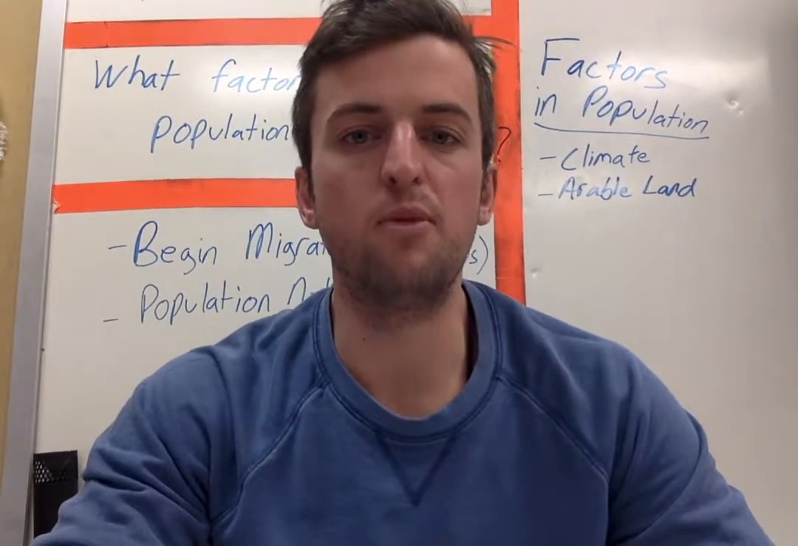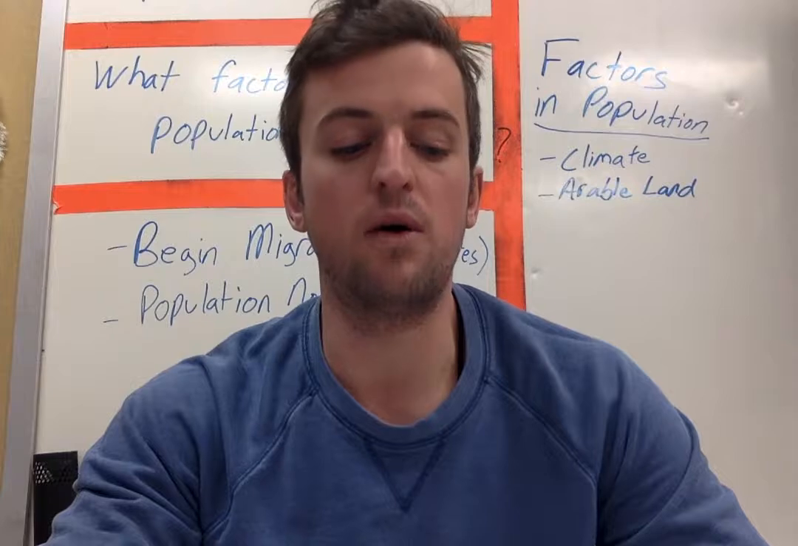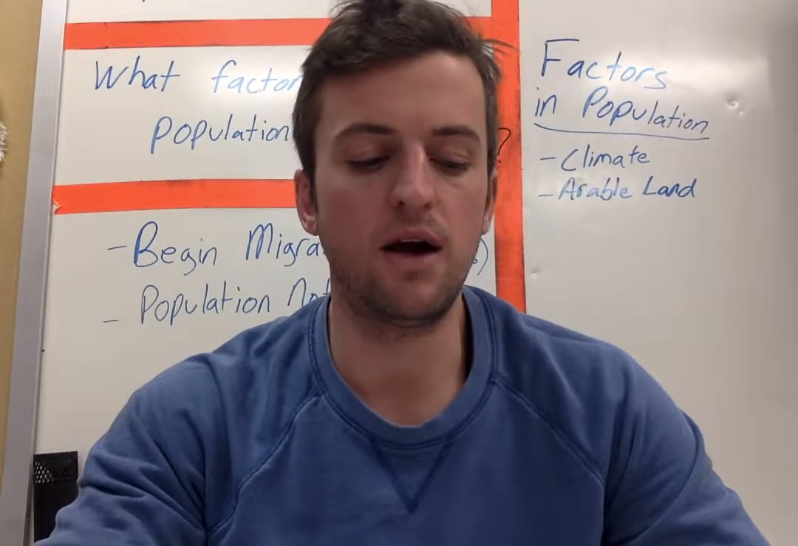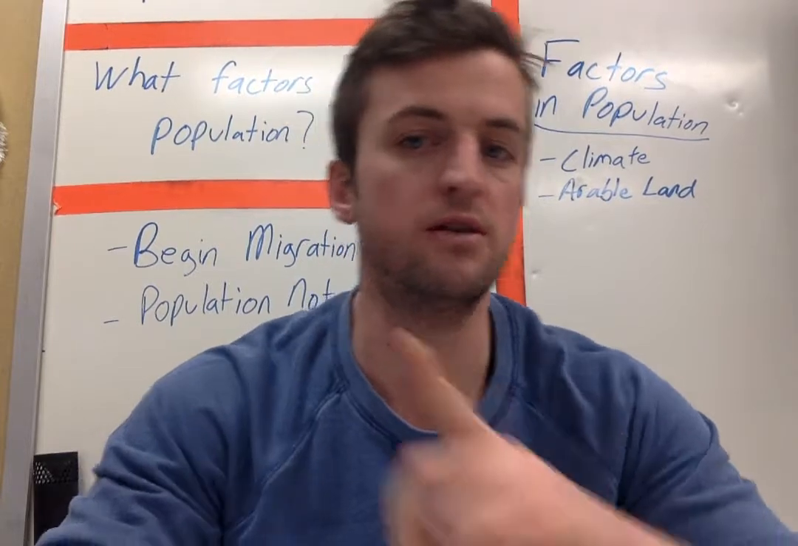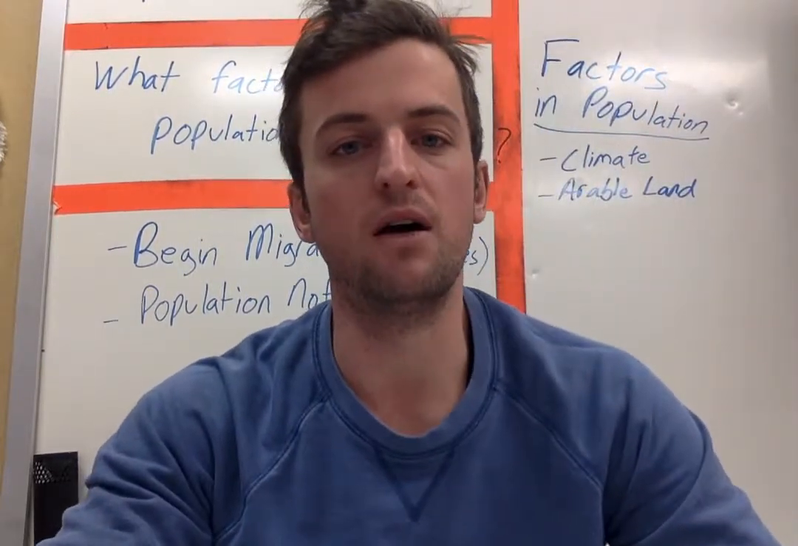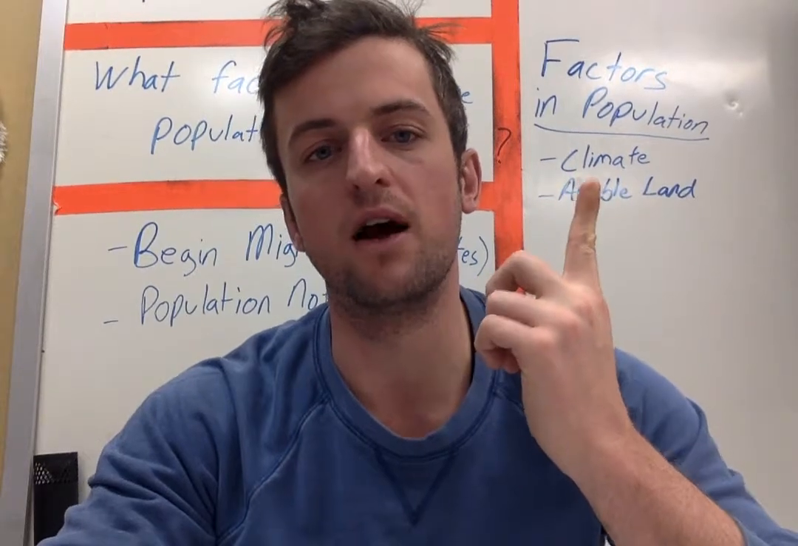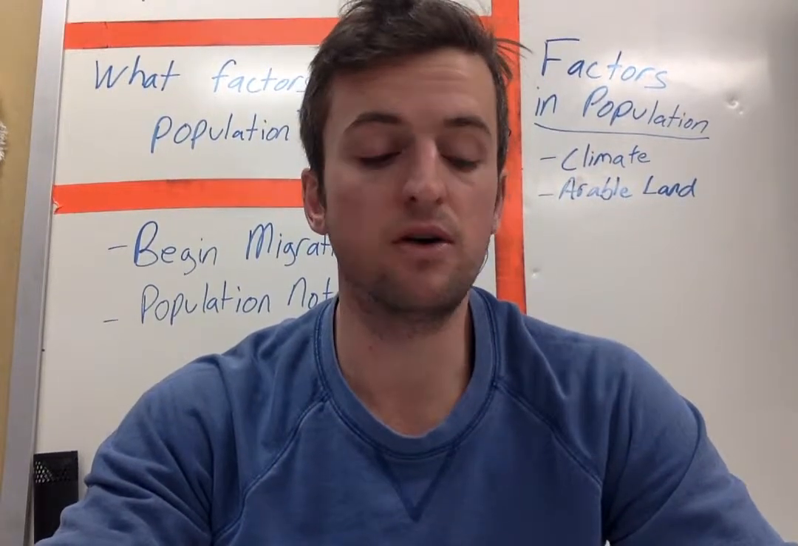All right, we are now moving on to pages 40 and 41. We're now on population growth. And again, what I'll do, same thing I did last time, we're trying to find what factors influence population. From earlier in the chapter, we've got climate and arable land. And let's keep on going.